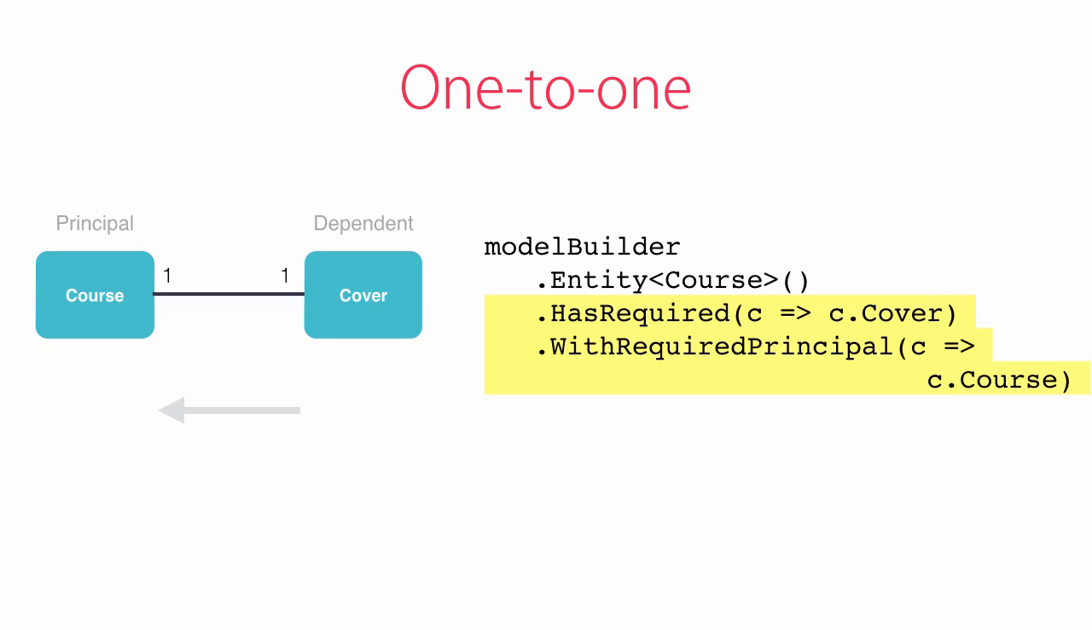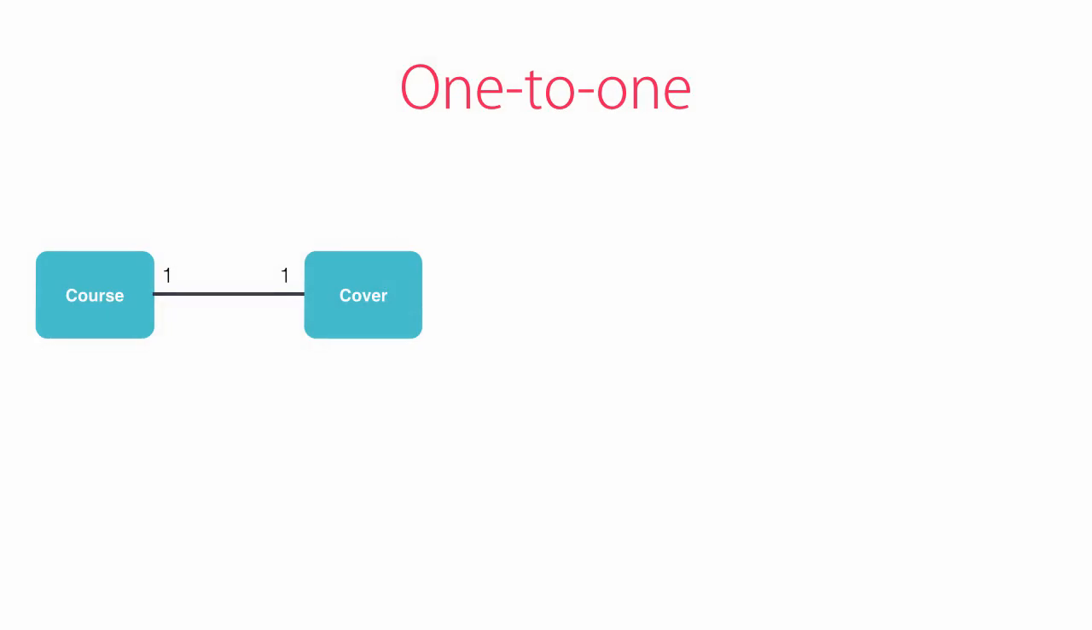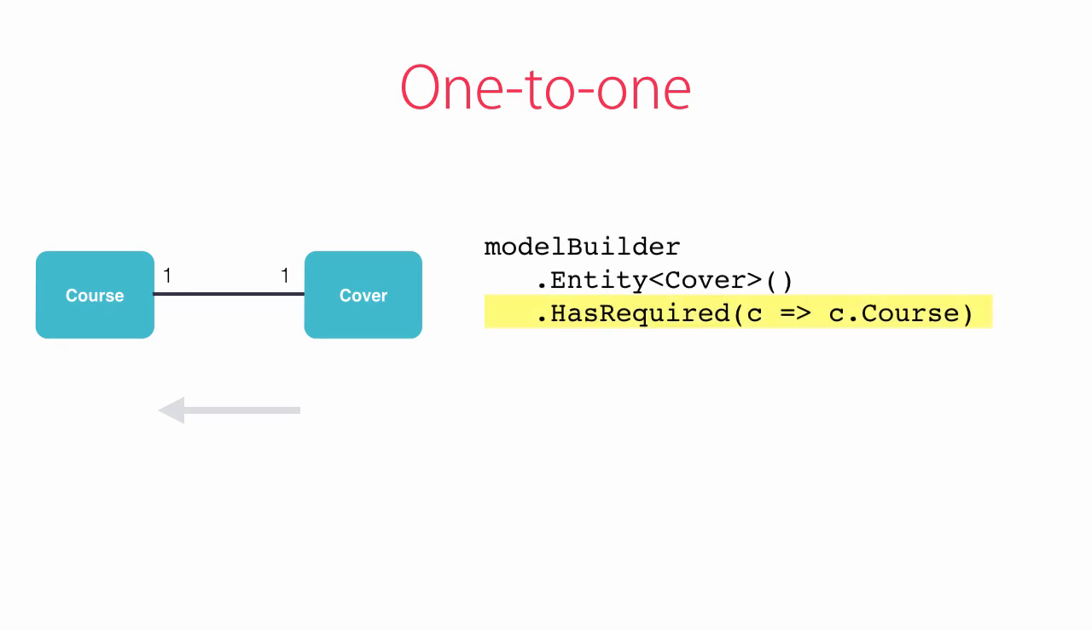depending on which direction you're going towards. Let's review this example one more time, but this time I'm going to start from the opposite direction. So this time I'm going to start from the cover, going towards the course, and coming back. So modelBuilder.Entity of Cover HasRequired Course. Nothing new so far. Now the reverse direction. Again, just to recap, course is the principal and cover is the dependent. Now we are going from principal towards dependent. So we call WithRequiredDependent.